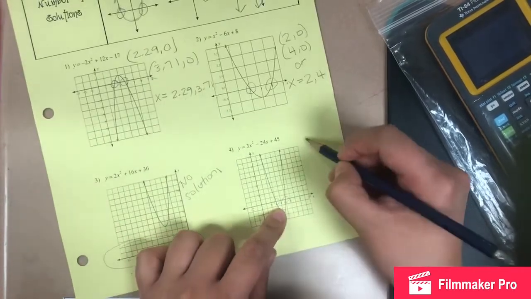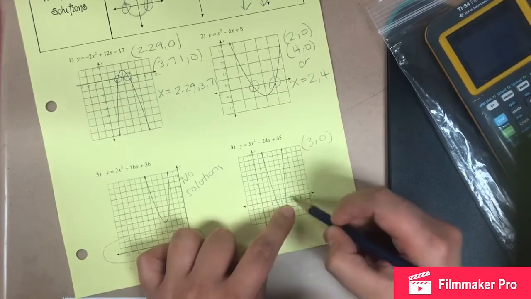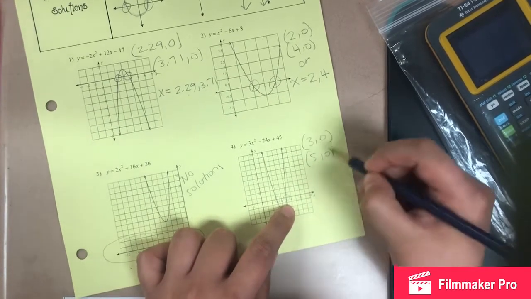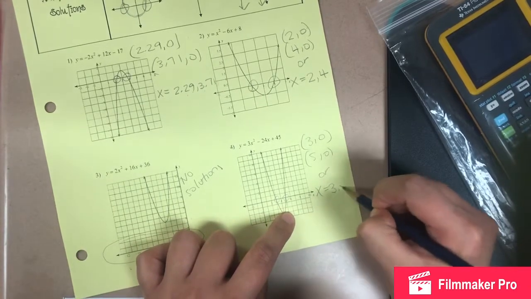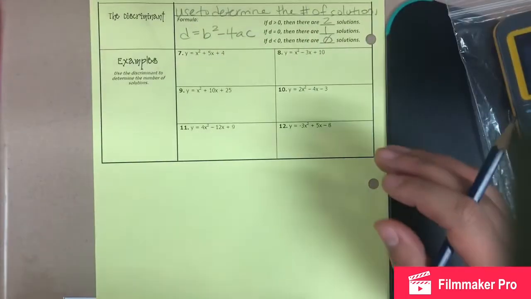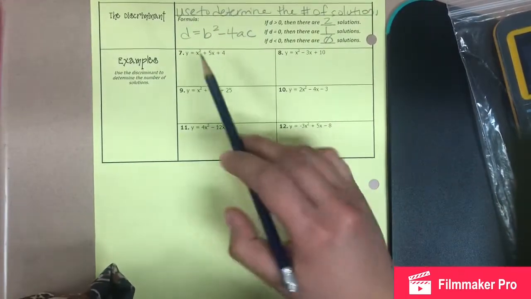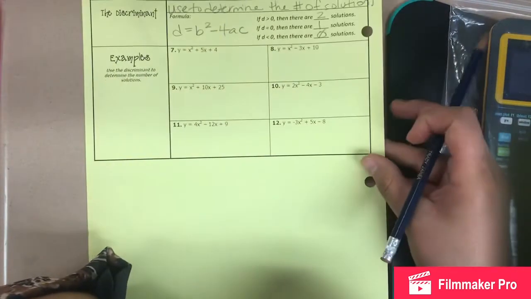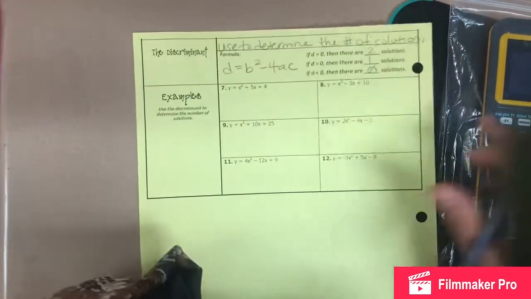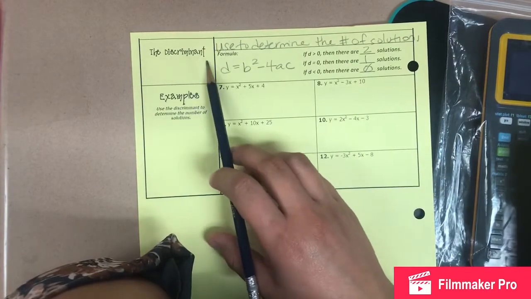The first one is at (3, 0), and the second one is at (5, 0). Or you can see it written as x equals 3, 5. Okay? Now, if all they give you is the equations, yes, we can use the calculator method I just showed you, but for your assignment today, you're going to need to know how to write a formula for this. And we call this formula the discriminant, okay?